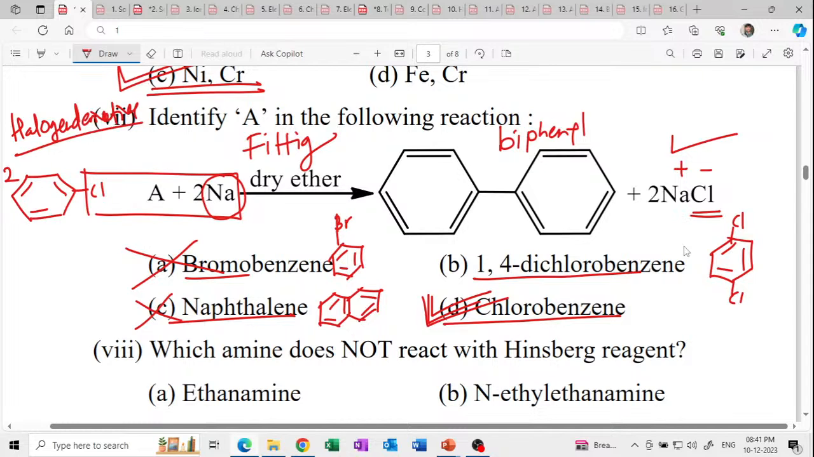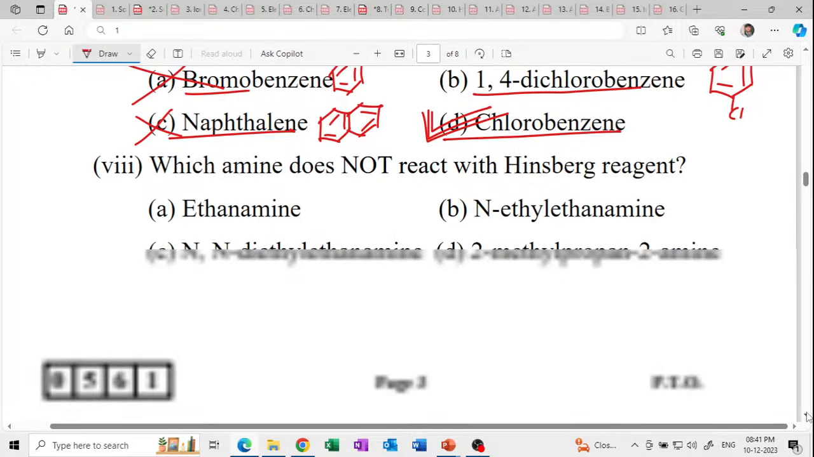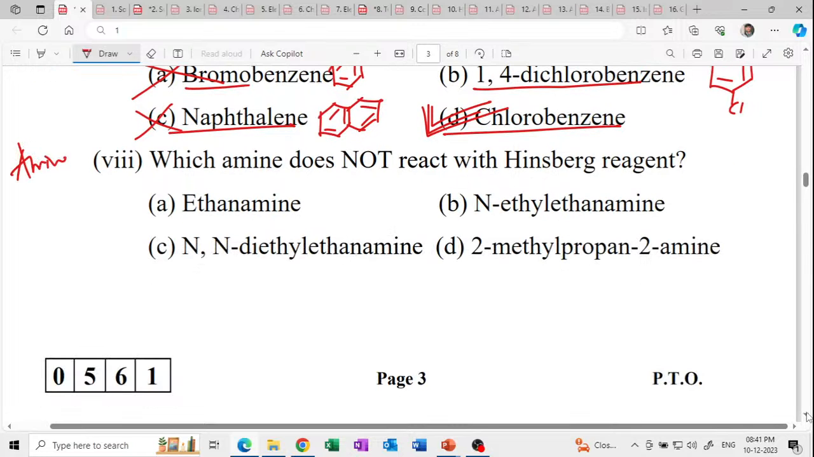Next question: which amine does not react with Hinsberg reagent? This is a question from amines. The amine that does not react with the Hinsberg reagent should be a tertiary amine.